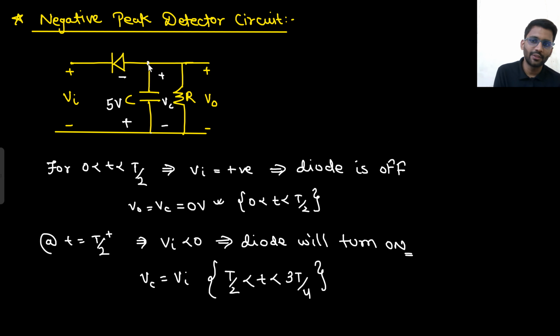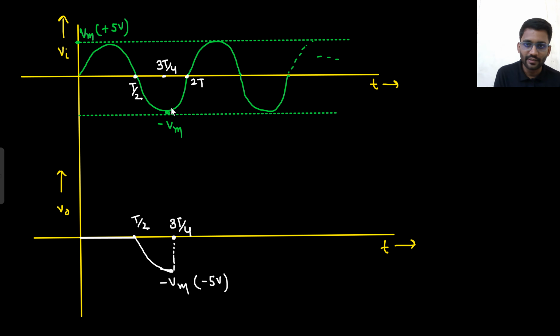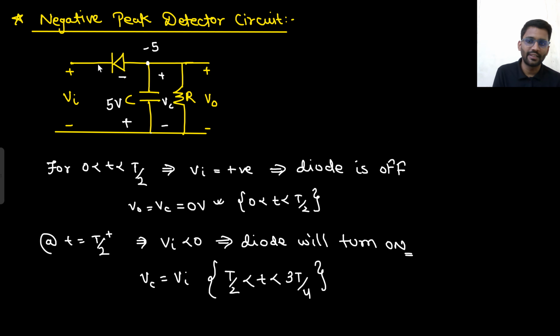So if this potential is 0, this potential is minus 5. The next moment, what will happen? At 3T/4 plus, this potential will be some minus 4.9. So you can say that Vin will be minus 4.9 volt. We can assume it. Some minus 4.9, and Vc is at minus 5 only. This potential is at minus 5 and this potential is at minus 4.9.